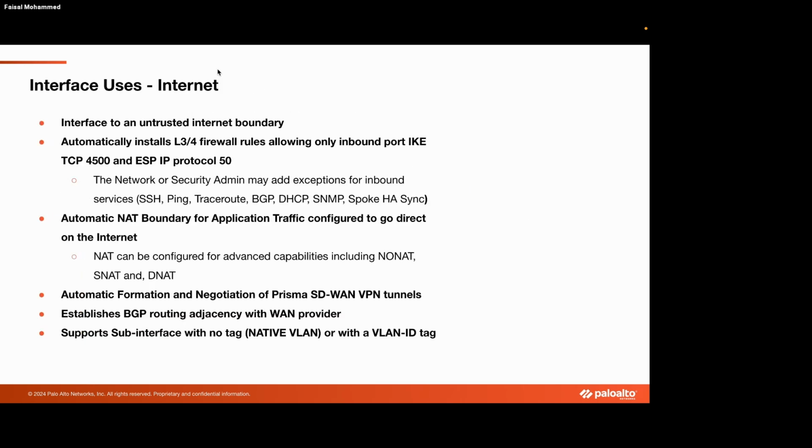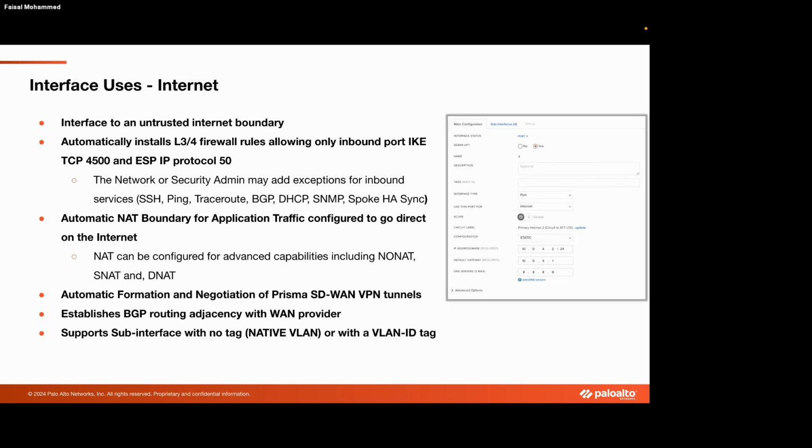The interface for internet is the main port through which the branch ION connects to the egresses to the WAN to connect to the internet, where the VPNs are built. So this is an untrusted internet boundary. It automatically installs L3 and L4 rules, allowing only inbound IKE, TCP port 4500, as well as ESP, IP protocol 50. So this is a port where we restrict all inbound access.